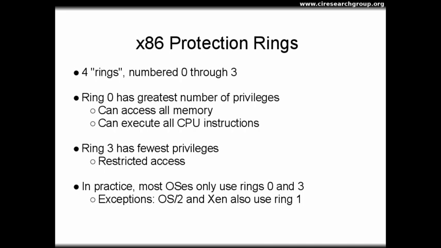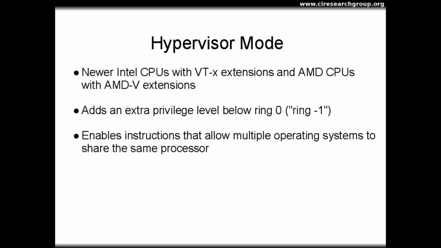In practice, most operating systems actually only use Ring 0 and 3. OS/2 and Xen are the notable exceptions that make use of Ring 1. Newer systems with virtualization extensions, either the Intel VT-x extensions or the AMD-V extensions, add an extra privilege level below Ring 0. This is colloquially sometimes referred to as Ring -1. This mode enables instructions that allow multiple operating systems to share the same processor. These instructions help systems support hosting multiple virtual machines at the same time.